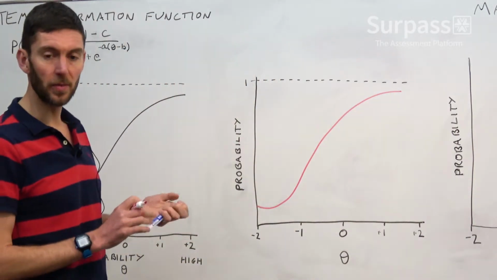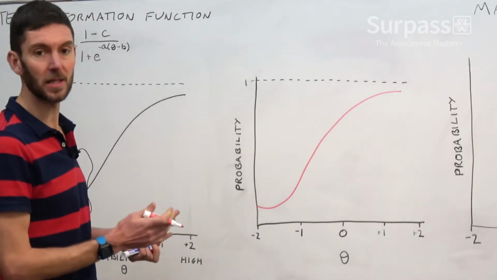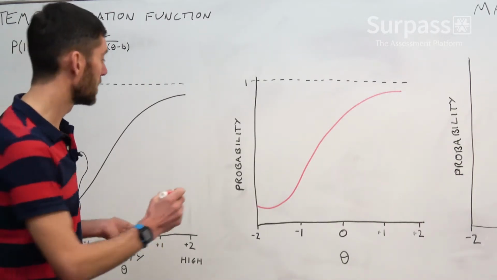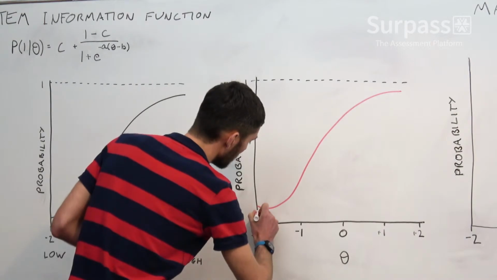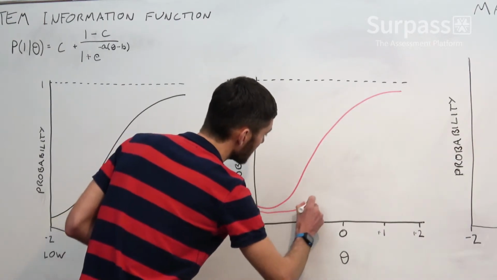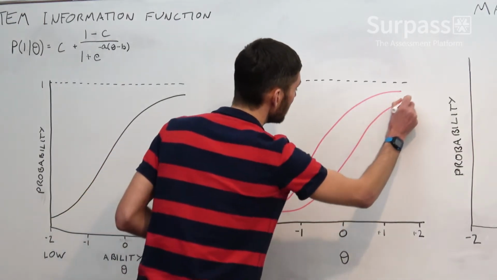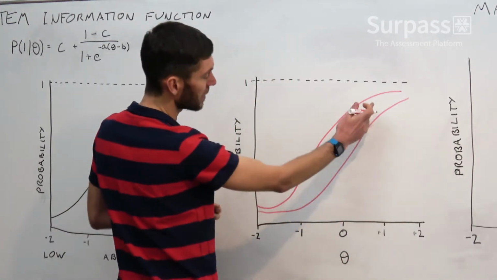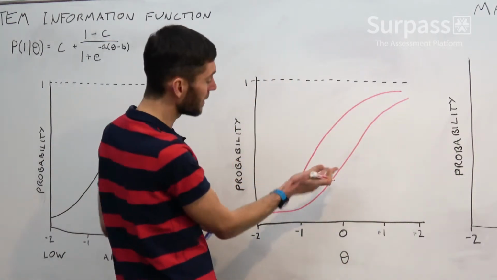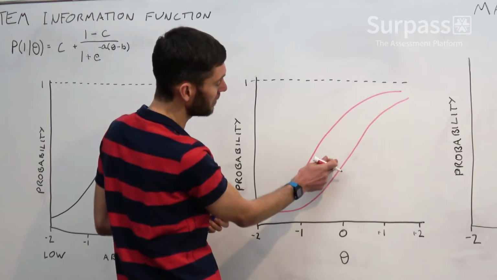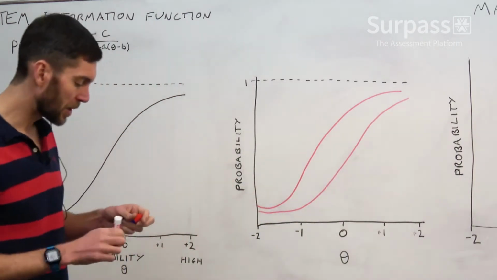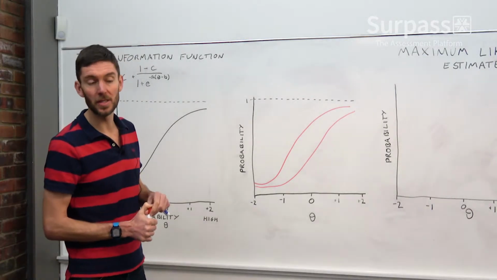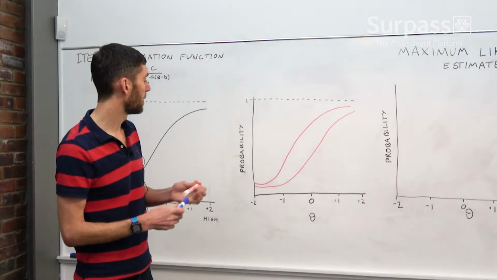And then the second one that the candidate got right might be a slightly more difficult question. So that would end up with a curve like this. And we can see that because it's more difficult, it's shifted to the right, so the likelihood of getting it right for a given level of theta is lower because it's harder. But then there are other questions in the exam that the candidate got wrong.